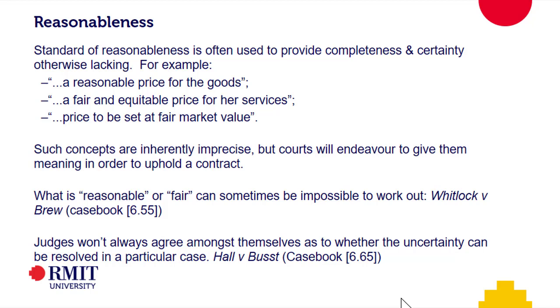So, often one of the questions that comes up is this idea of, is something reasonable or not? We'll pay a reasonable or a fair price. Sometimes we can work out what that means. We can use an objective benchmark, but sometimes, and Whitlock and Brew is a good example of this, it's just impossible to work that out. So Whitlock and Brew is where we started. It's a particular type of service contract or a particular type of use of the land. We just had no idea what that meant.